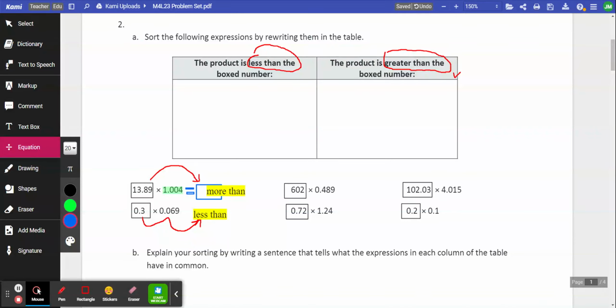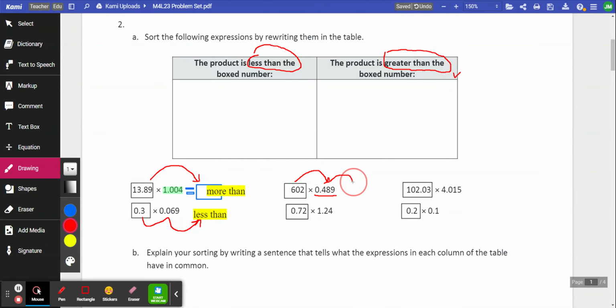Now let's look at this number right here. The number that is being multiplied by, the scaling number, is this. When you multiply a whole number times a number that is less than 1, the product is going to be less, not less than 1, but it's going to be less. Now this is the box number times a number that is greater than 1. However, this is a decimal number, so that's going to make the answer less than 1.